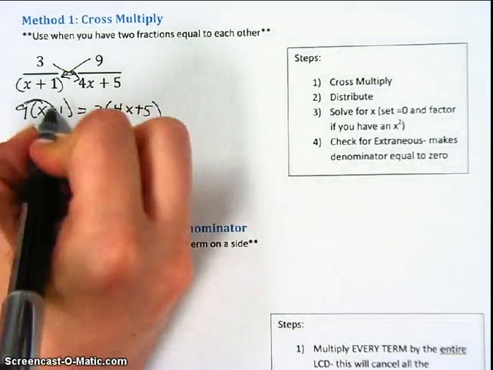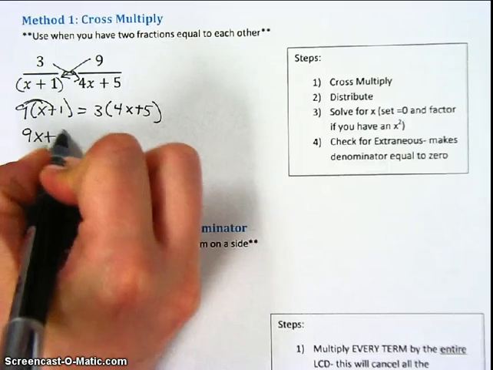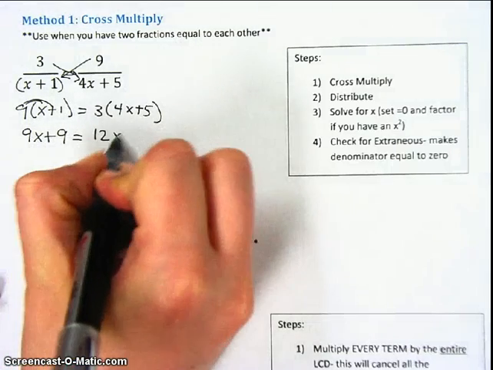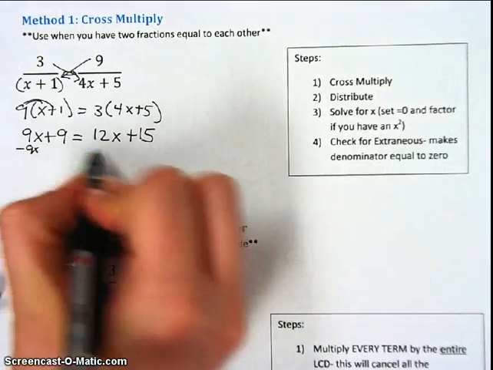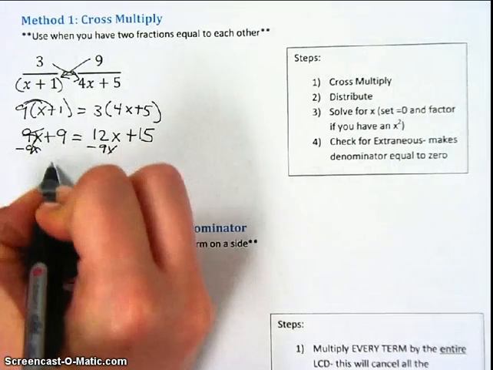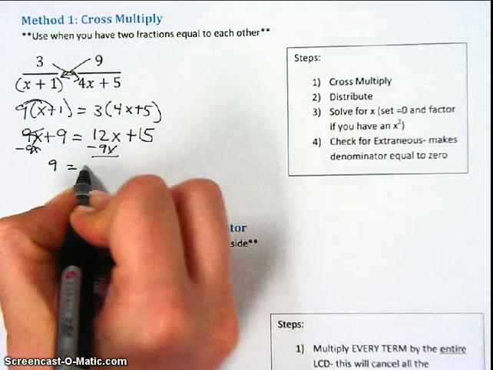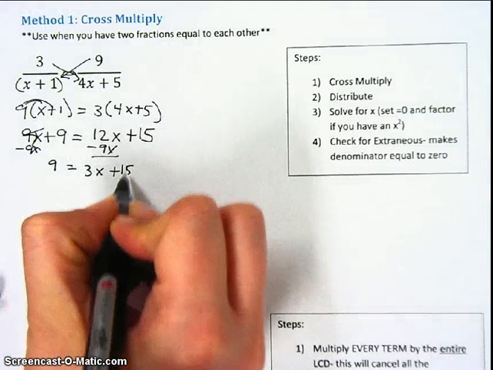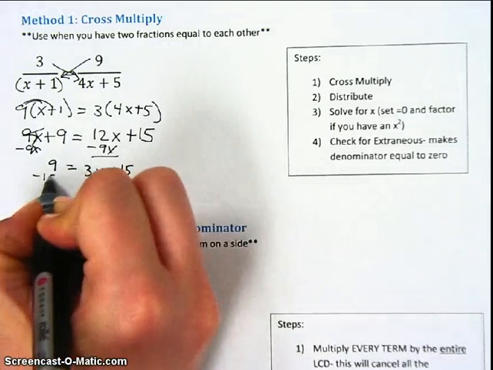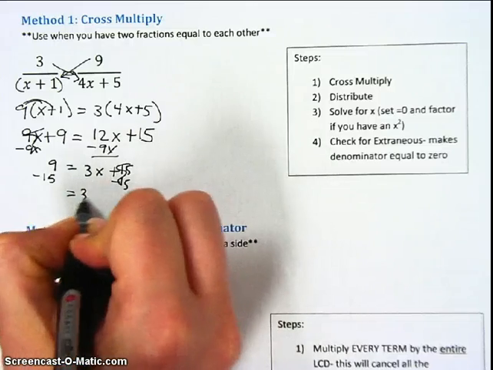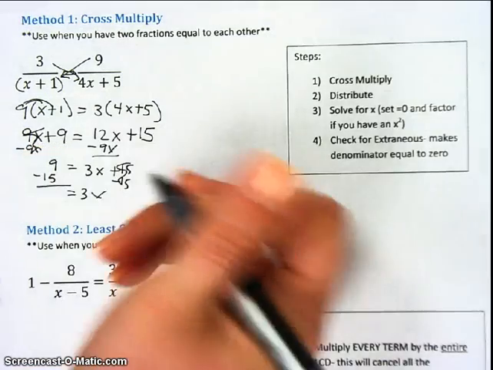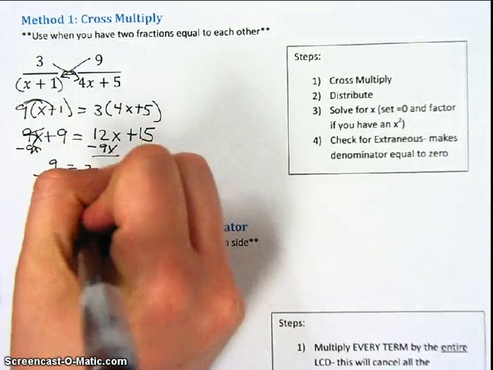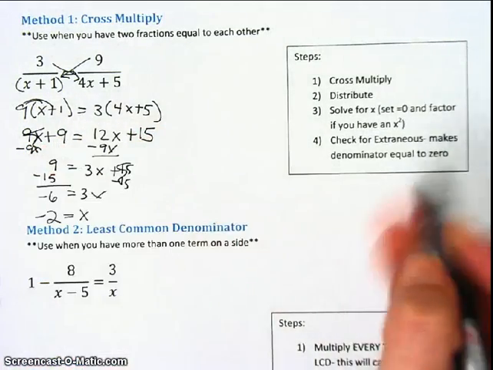So we're going to distribute. Got 9x plus 9 equals 12x plus 15. Solve for x. I'm going to subtract 9x. So 9 equals 3x plus 15. Subtract 15. So we've got 3x equals negative 6. So x is equal to negative 2.